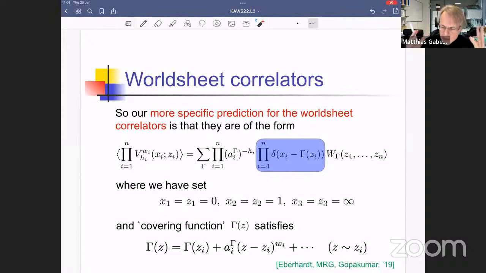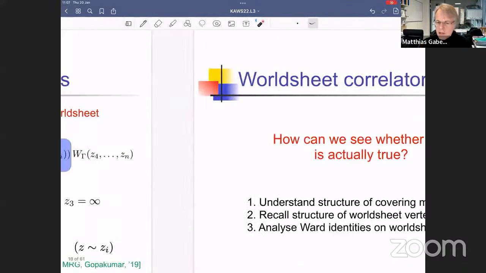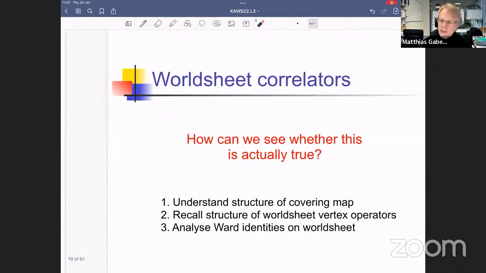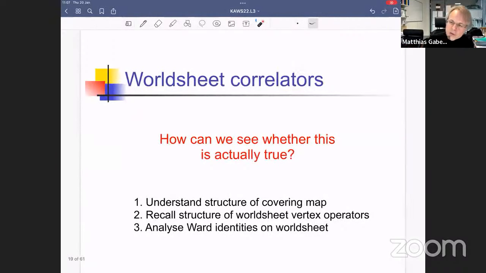OK, so that's the picture you end up with if you start from the symmetric orbifold and think about how this could possibly be realized from a world sheet perspective. And now the question is, is this really true? What I've explained to you in the previous two lectures is that we have a concrete world sheet theory that's meant to reproduce the symmetric orbifold. So we can check this, right?